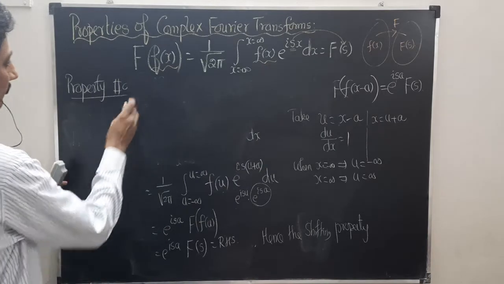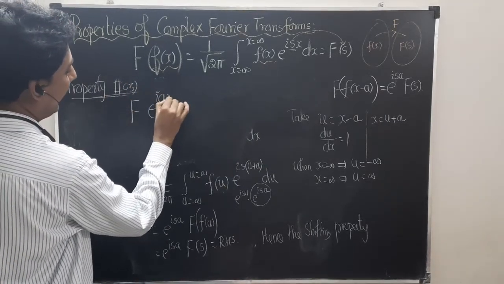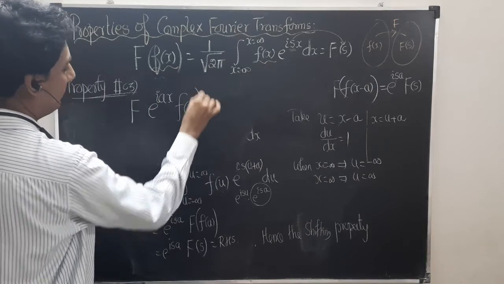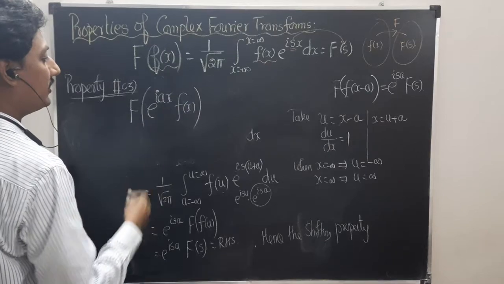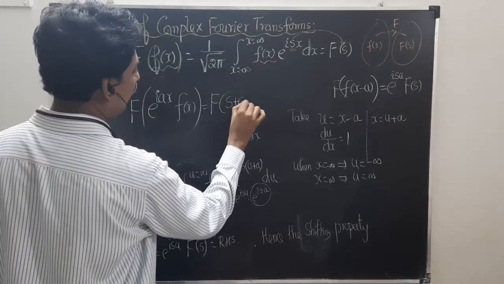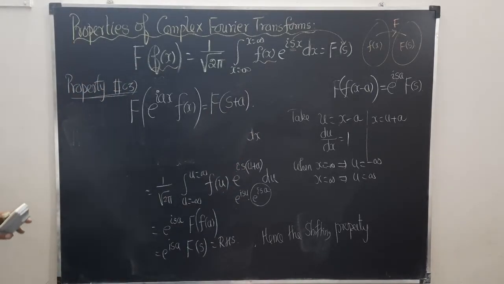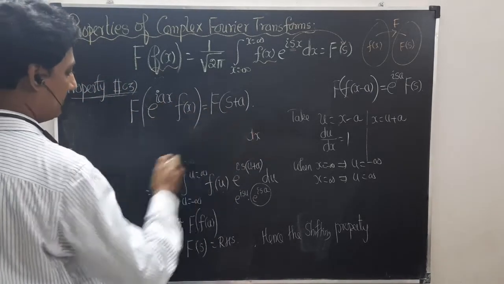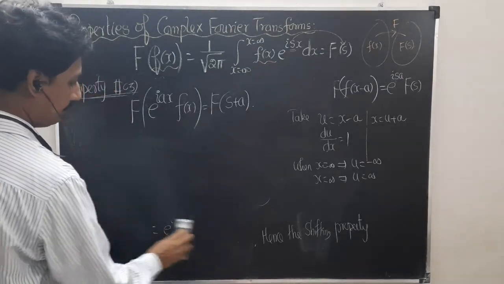What is the Fourier transform of the product of e to the power iax into f of x? We already know the Fourier transform of f of x. What's the product of the exponential term along with the function? The answer is F of s plus a. In the same manner, if it is minus here, we get minus there as well. So how to get this? A very simple concept.